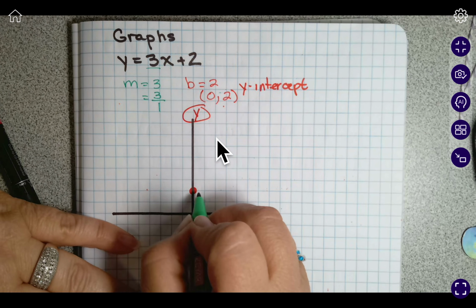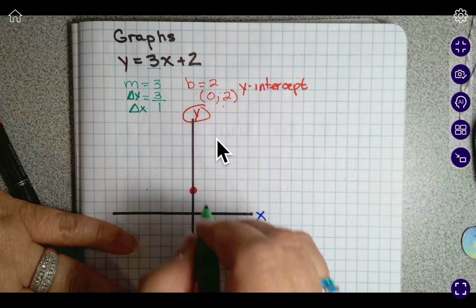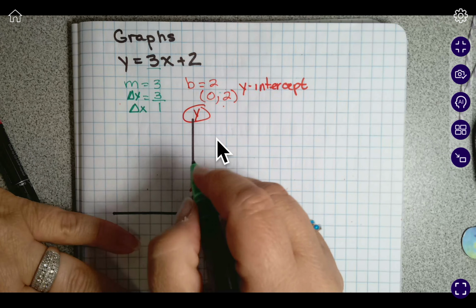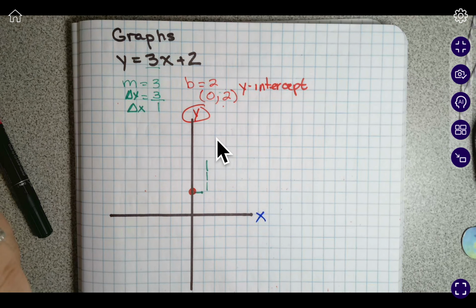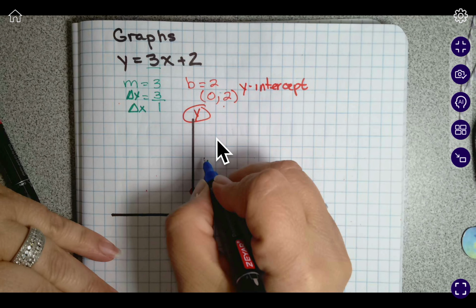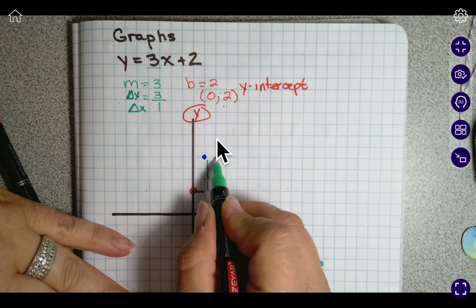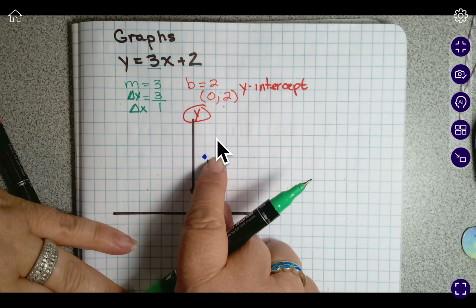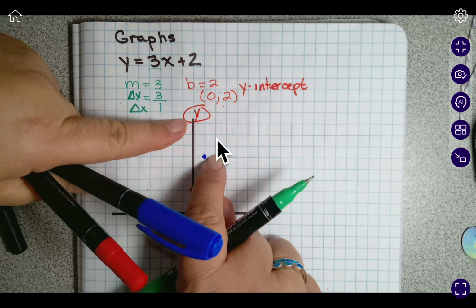We're going to go over. This is the change in x, and this is the change in y. So the change in x is 1. The change in y is 3. 1, 2, 3. And we find our next point. We can continue to do that. The change in x is 1, so we go from this x to this one. And then we go from this y up 3 to this y here.